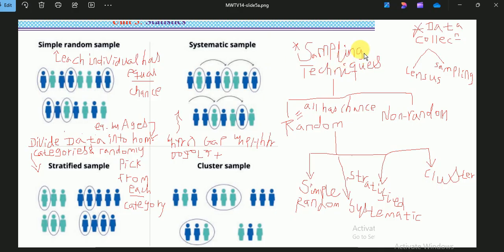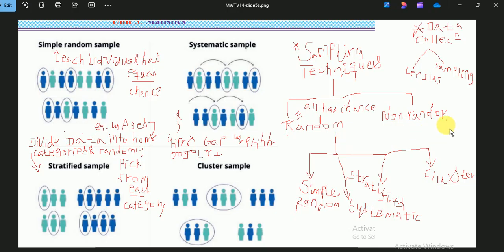So a sample is part of the population. But how do we take a sample from the population? We use different techniques. There are generally two: random sampling and non-random sampling. Random sampling is also called probability sampling. In random sampling, each member of the population is given a chance to be included. They may or may not be included, but at least they are given a chance.